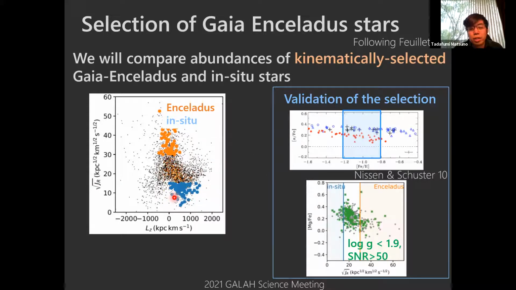And we verified this selection using stars with metallicity around -1, where chemical separation between Gaia-Enceladus stars and in-situ stars is quite clear. In this panel, we plot the magnesium over iron abundance of stars in this metallicity range from GALAH DR3 as a function of radial action. Below this upper boundary for the selection of in-situ stars, most of the stars have a high magnesium over iron abundance ratio, while above this lower boundary for the selection of Gaia-Enceladus stars, most of the stars have a low magnesium over iron abundance ratio.